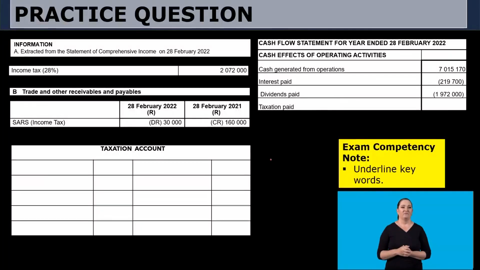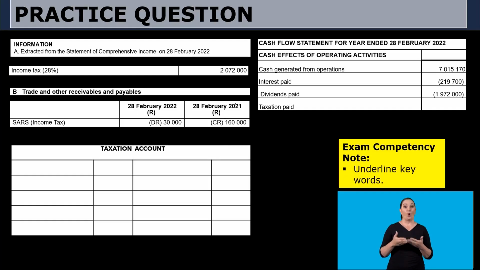We are now going to do calculations that pertain to taxation, the income tax paid. All right, so we want to know the taxation paid for the year. There are several ways of calculating the taxation amount that has been paid, but for this lesson, I'm going to open a ledger account.